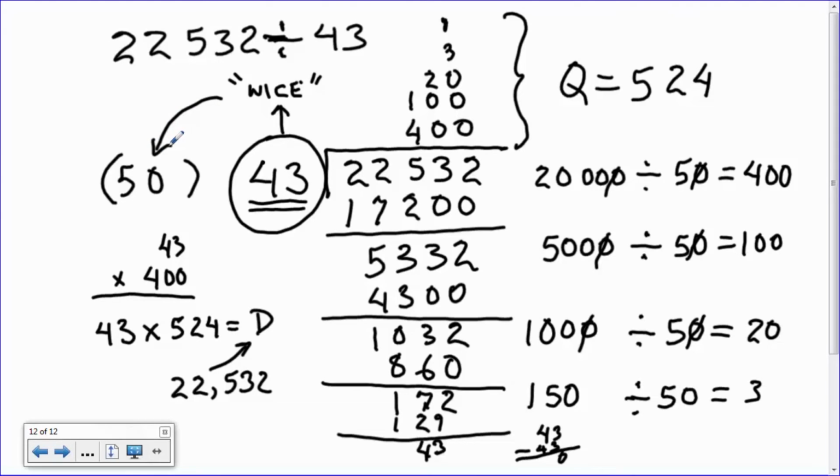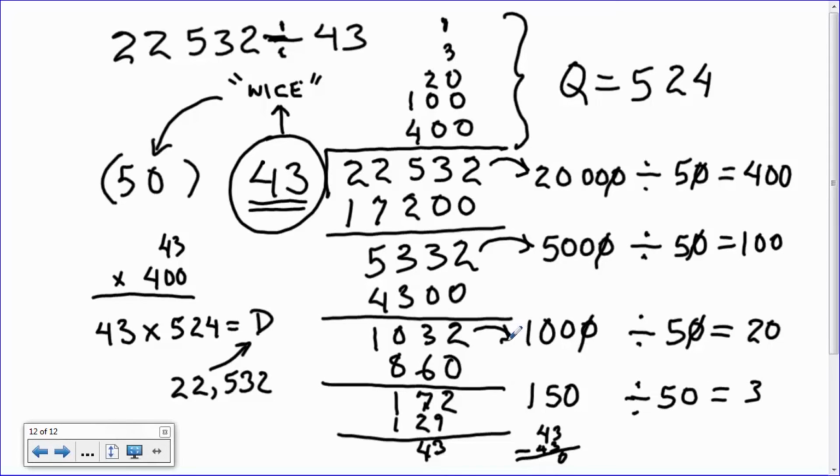So in this case, I changed it to 50. And when I go through the steps, dividing by 50, I always want to choose dividends that are smaller. So 20,000 is smaller than 22,532. 5,000 is smaller than 5,532. 1,000 is smaller than 1,032. So I'm always choosing dividends that are smaller, but I'm very careful about how I choose my dividends. I want to make sure that they're easily divisible by the approximate divisor 50. So let's look at another problem.